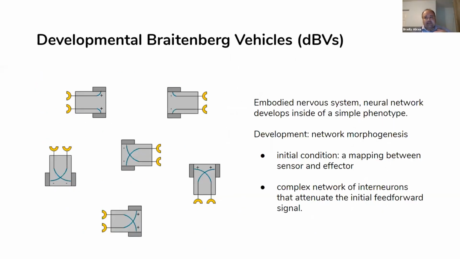But we've taken this a step further in our group. We've developed something called developmental Braitenberg vehicles. So these are embodied nervous systems in these vehicles, and the neural network develops from that simple sensor effector mapping to something more complex within the organism. So this is what we call network morphogenesis. So we're building a network from nothing, and the initial condition is that simple mapping, but then you get a complex network over time that then behaves in various ways.